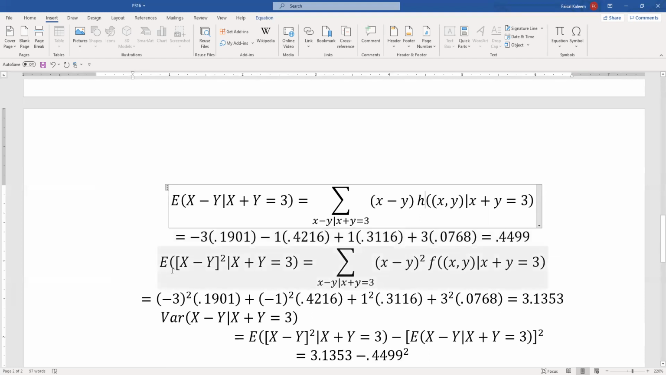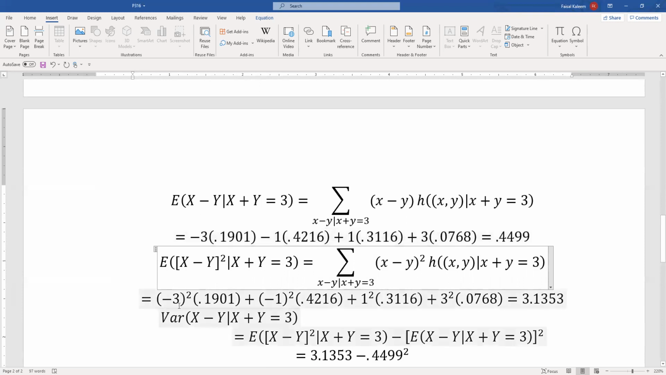Similarly, we need the expected value of X minus Y squared when X plus Y equals 3. Now we sum the X minus Y squared against this conditional PDF h. We just square these X minus Y values, and the probability is the same as here. So negative 3 squared times 0.1901 plus negative 1 squared times 0.4216 and so on. That gives you 3.1353.